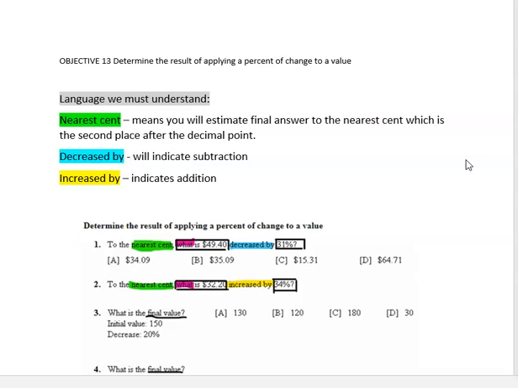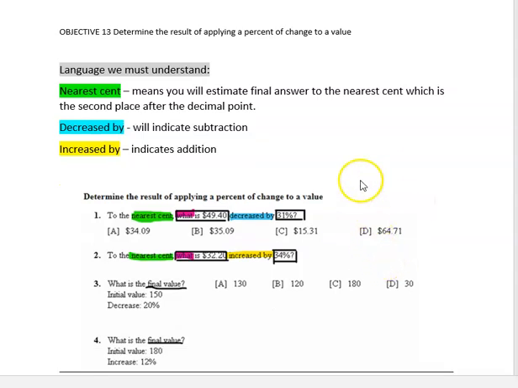Let's look at Objective 13, where we're going to determine the result of applying a percent of change to a value. Before we get started with this, I'd like to point out some language that I think is very important for us to find our final result.